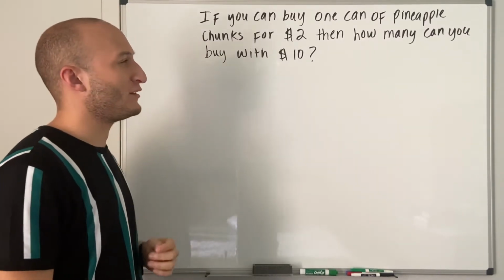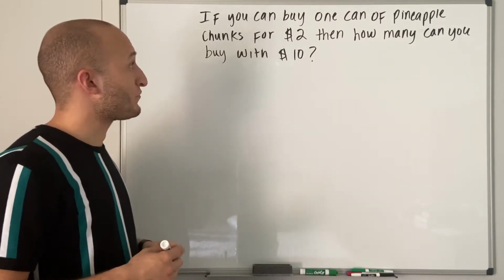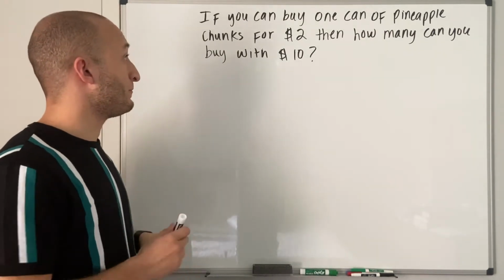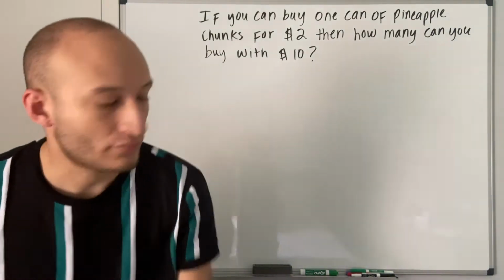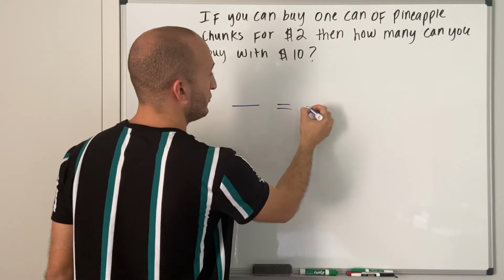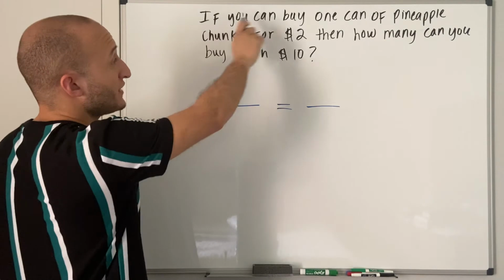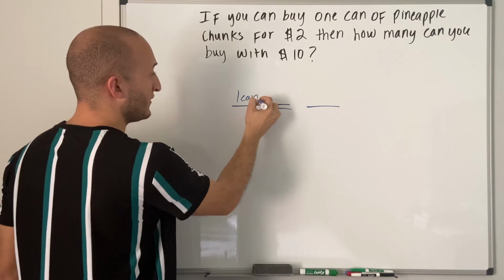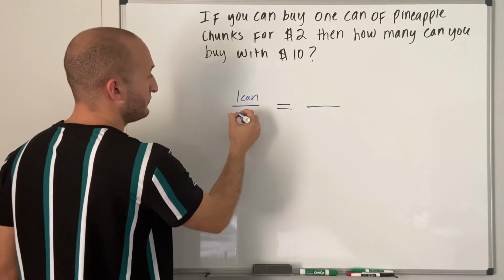But I'll show you how to set up a proportion which will work for every word problem on this homework. This is on the proportions homework, problem number 1. I'm going to set up a proportion here. A proportion is a fraction equals another fraction. The first thing says 1 can of pineapple chunks is $2.